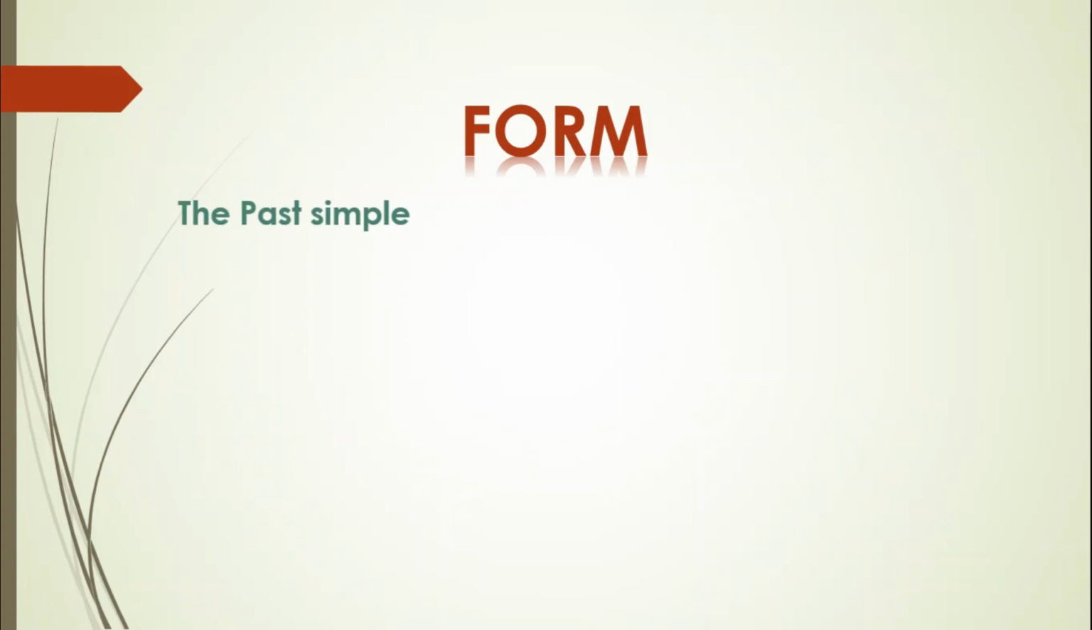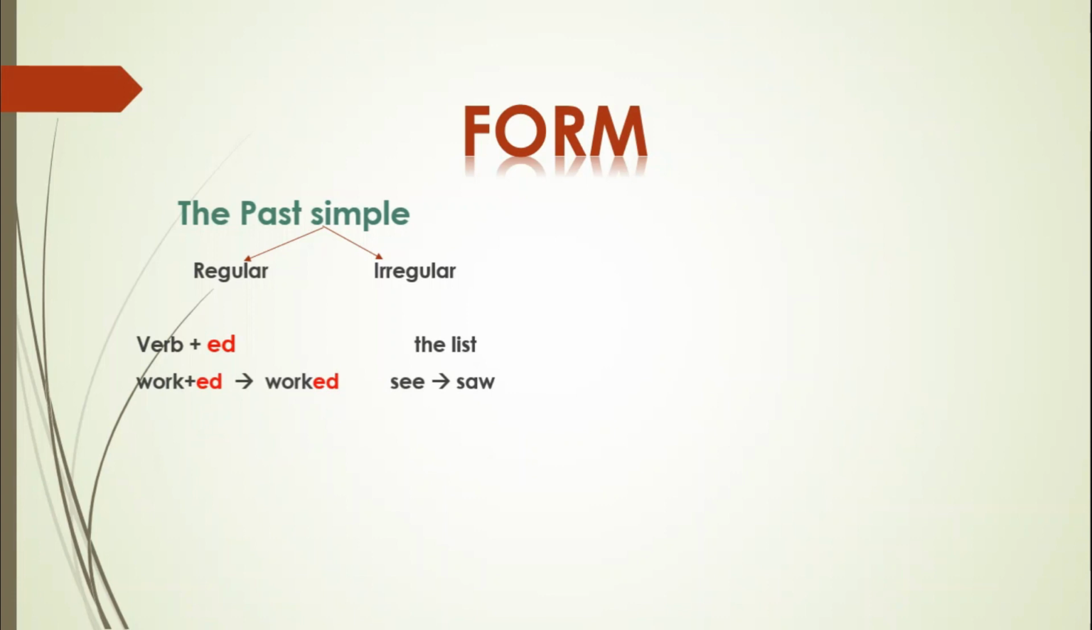Now the form of past simple. We have two forms. We have regular and irregular. For regular verbs, we have verb plus ed, whereas in irregular verbs, we have to learn the list. For example, work, worked. But irregular verbs, we have see, saw.